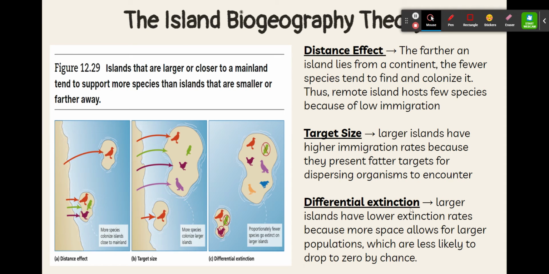Differential extinction is when larger islands have lower extinction rates because they have more space, more resources, and they're less likely to drop to zero by chance. This is very similar to the bottleneck effect. Essentially, the larger the area, the less likely it is to have populations drop to zero. And with the bottleneck effect, larger populations are more likely to recover after a bottleneck event like a forest fire or a hurricane.